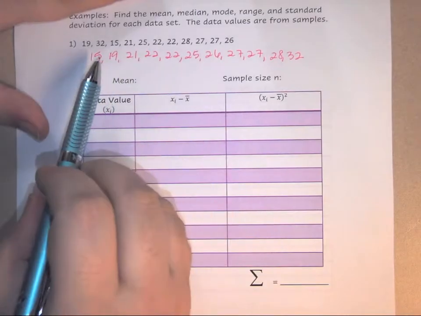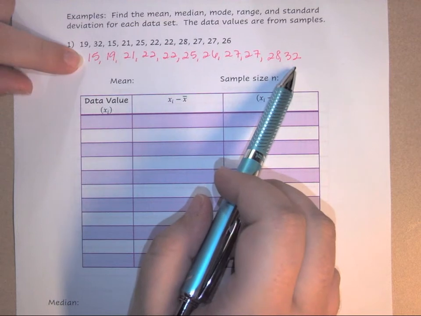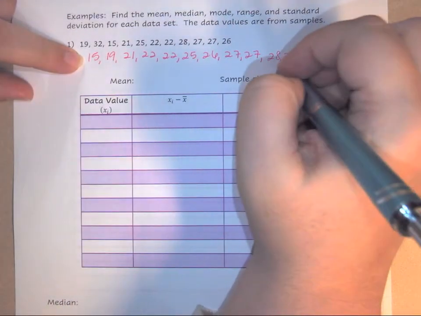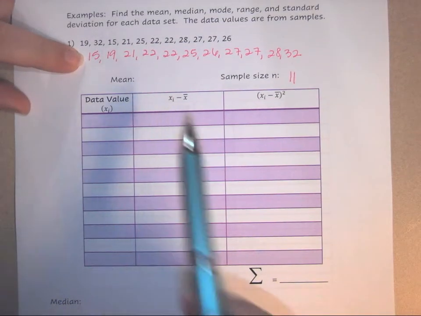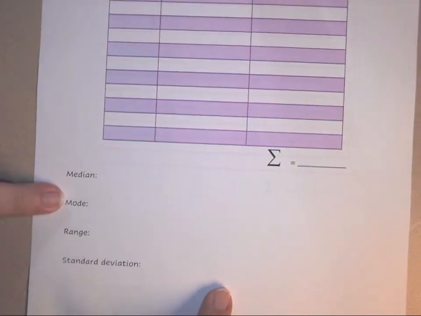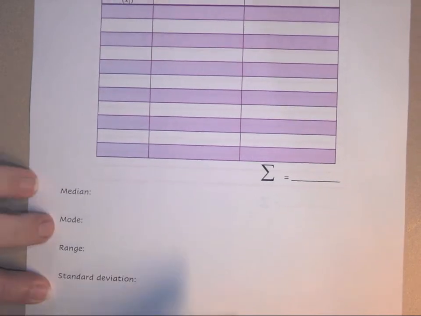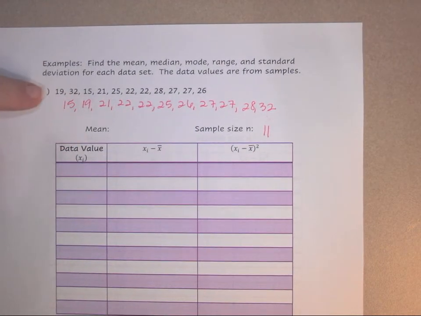Alright, so once you've organized your data, you always want to make sure you figure out how many are in your sample, and in our case there should be 11. Then you can see down here at the bottom I have mean, median, mode, range, standard deviation, and right here I have mean. Okay, so we want to calculate all of those.